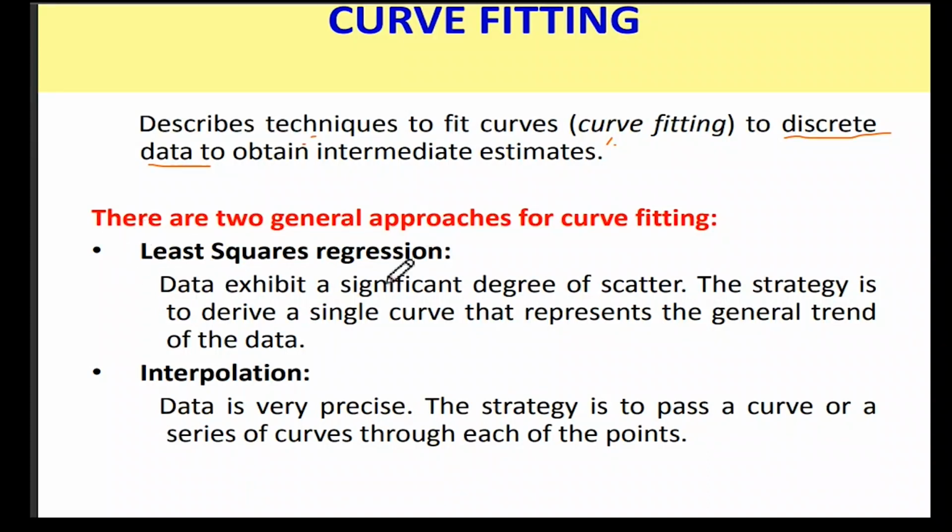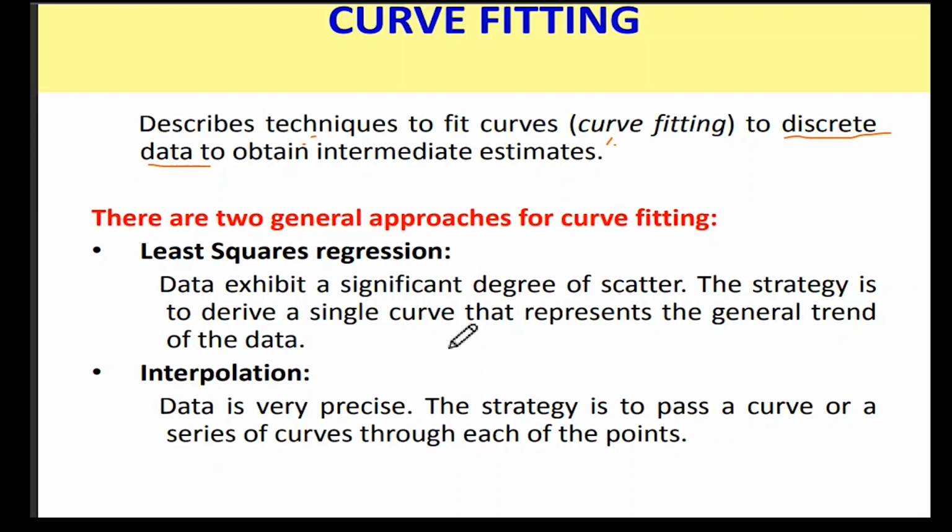We will learn first how to use least square regression to do curve fitting. And later on, we will use interpolation. Okay, the difference between least square regression and interpolation. Okay, for least square regression, the data will exhibit a significant degree of scatter. Taburan, so scatter. So kita akan tengok, dia akan mewakili sebahagian besar taburan data yang ada. So the strategy in least square regression is to derive a single curve that will represent the general trend of the data. Dia tak semestinya that curve will rightly cross all your scattered data, but in general, that line will represent the general trend of the data.